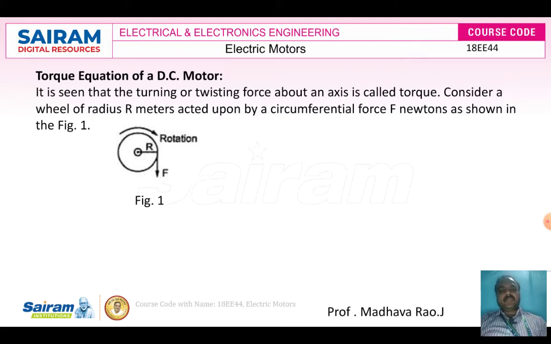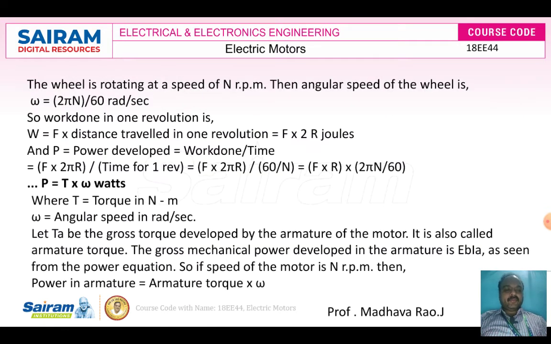Consider a wheel of radius r meters acted upon by a circumferential force F newtons, as shown in the figure. The F force is shown and the radius as shown. The wheel is rotating, and the turning or twisting force is called torque. So here it is rotating, so torque will be produced. The force on the wheel is F and the radius is r.